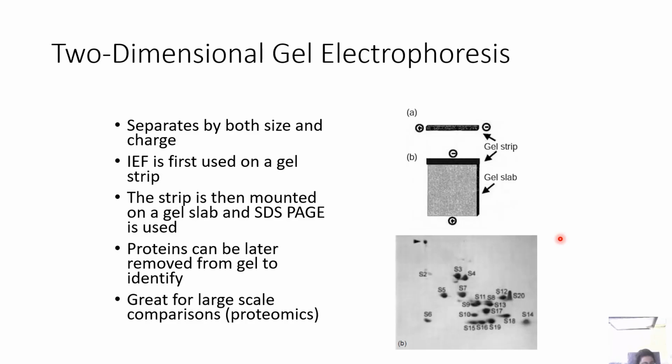Regarding two-dimensional electrophoresis, it separates by both size and charge. So IEF, or isoelectric focusing, is first used on a gel strip. The strip is then mounted on a gel slab and SDS-PAGE is used. Proteins can later be removed from the gel to be identified. It is great for large-scale comparisons like proteomics.